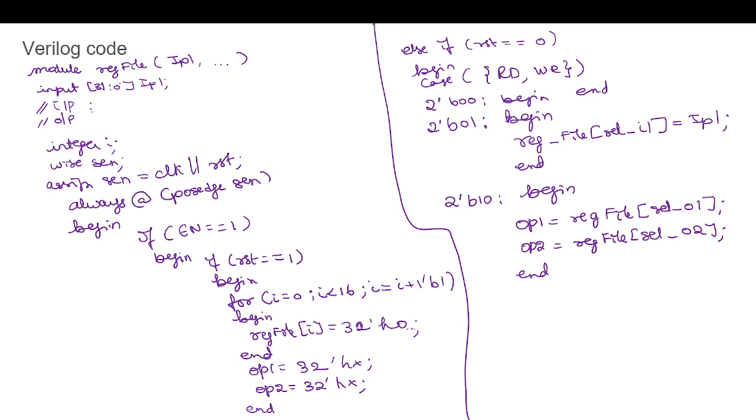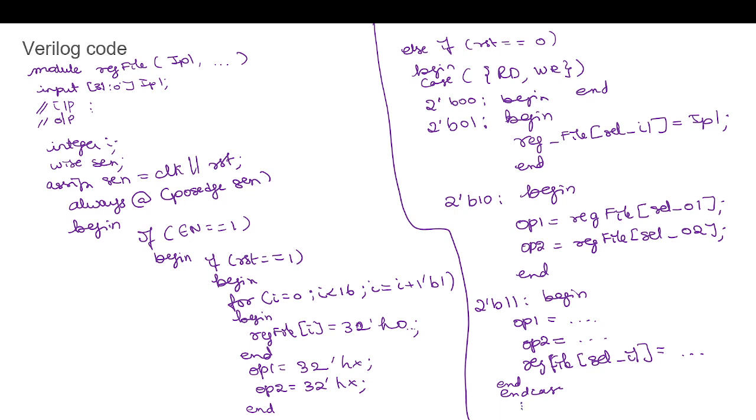Now if it is both read and write, if we want to perform both read and write, both the statements we have to write. So the OP1 this one, and then OP2 also, at the register file of the selected one, select I1. So this is endcase. So you can end all the blocks and then endmodule. So this is our register file.